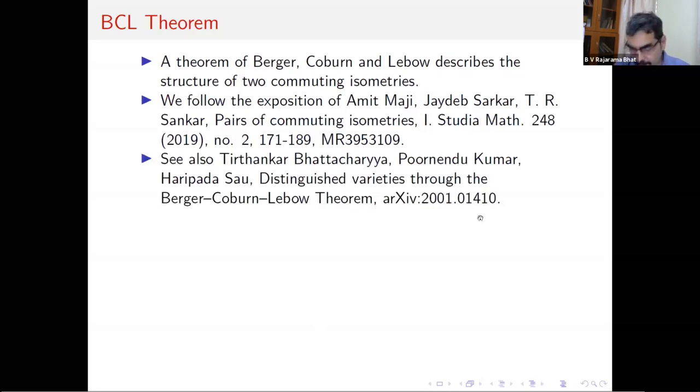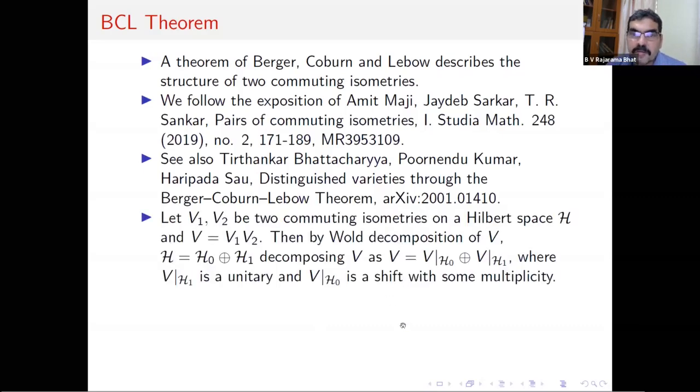And here is another reference where this has been used. And what is the theorem? So you look at commuting isometries on a Hilbert space.